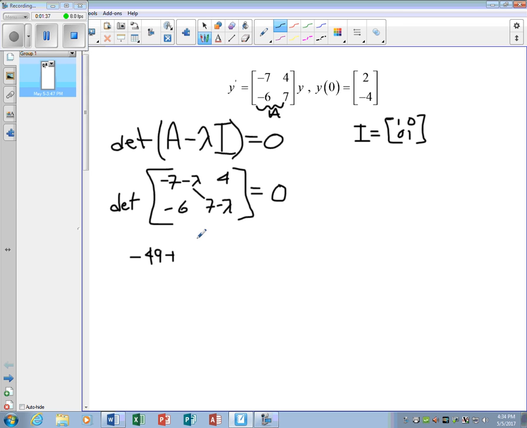and was that negative, so negative 49 minus 7 lambda, and then plus 7 lambda plus lambda squared. And then here, you gotta make sure that you make this negative whatever you get here, so this is plus 25. And then all equals 0.